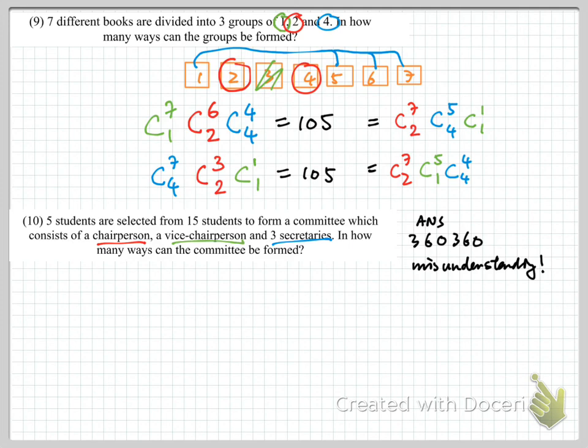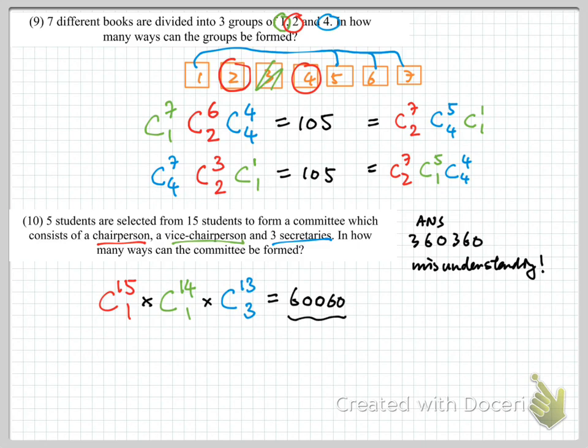So the correct answer goes like that. First of all, you choose the chairperson. That would be 15C1. There are so many ways to choose the chairperson. How about the vice chairperson? You no longer have 15 to choose from because one of them is taken as the chair. So you have only 14C1. And the 3 secretaries, you have 13 to choose from. Among the 13, you choose 3 of them. And then they are independent choices, an "and" situation, so we just multiply them together. The answer goes to 60,060. This is the answer.